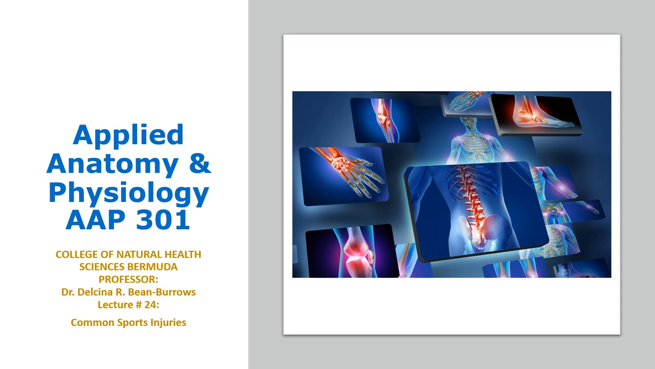This is Applied Anatomy and Physiology, AAP 301. Technically, this is AAP 302, because in AAP 301 we have the first 12 lectures, and then in AAP 302 we have lectures 13 through to 24. So today, this is College of Natural Health Sciences, Bermuda. My name is Dr. Delcina Bean-Burrows. This is lecture number 24, and it is the last lecture of the Anatomy and Physiology 301-302 series of lectures. And so today we will be discussing common sports injuries.